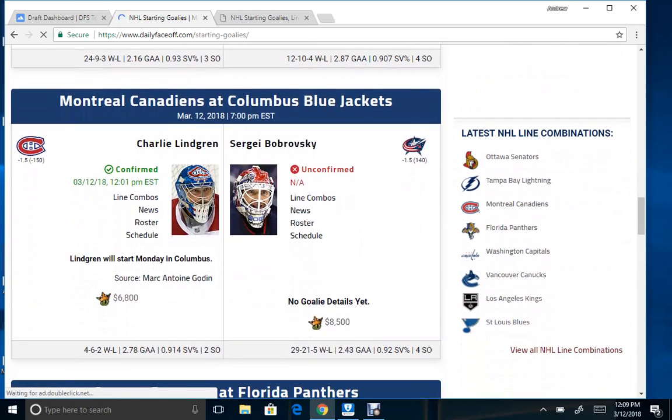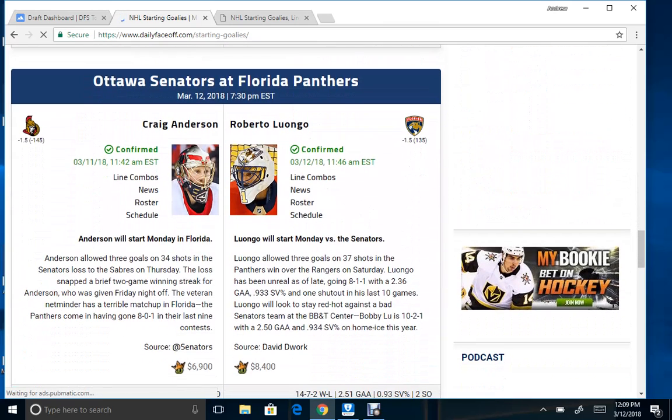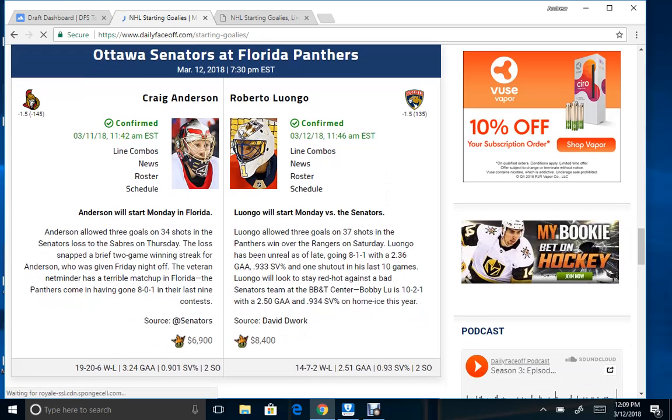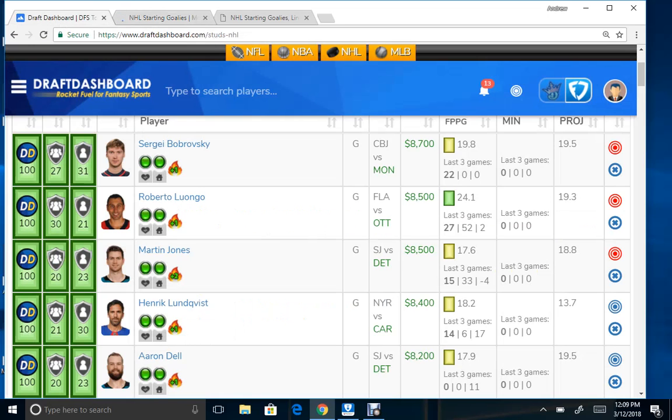Bobrovsky not confirmed yet, and the other guy, but Luongo, the veteran athletic goalie, is doing well, allowing 3 goals on 37 shots, and the Panthers win. That's all the Panthers have been doing lately is winning. So with that kind of save percentage as well, you're pretty well advised, being at home especially, to put them in your starting lineup. If you wanted a different option, maybe in a tournament, you can go with Bobrovsky as a third option, maybe Martin Jones here.